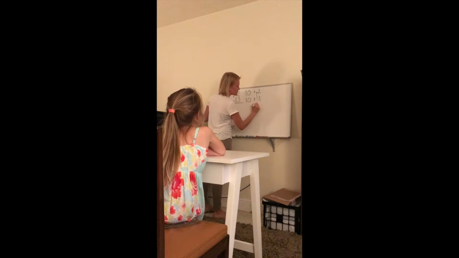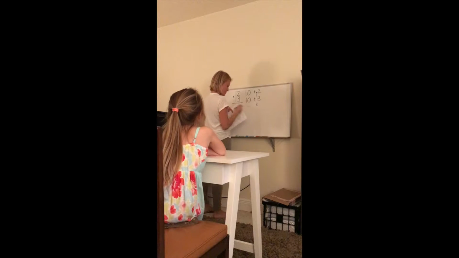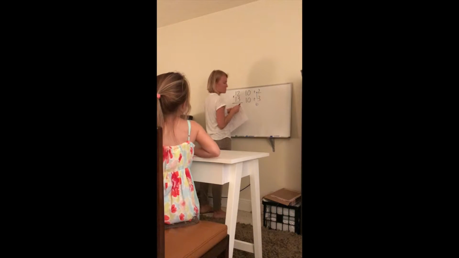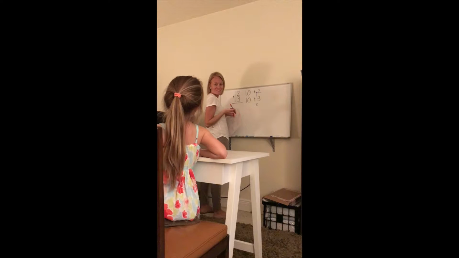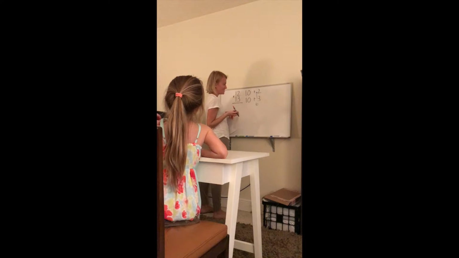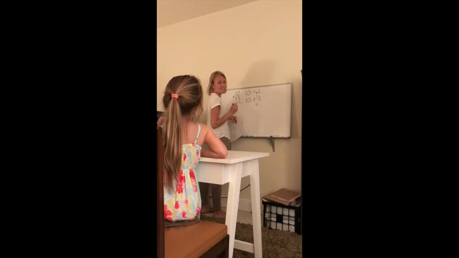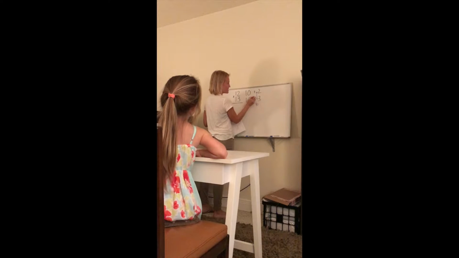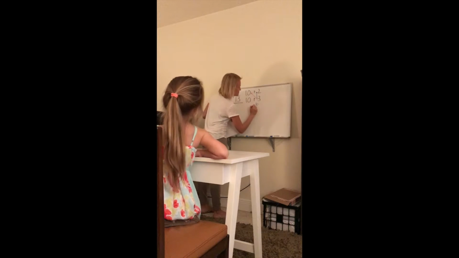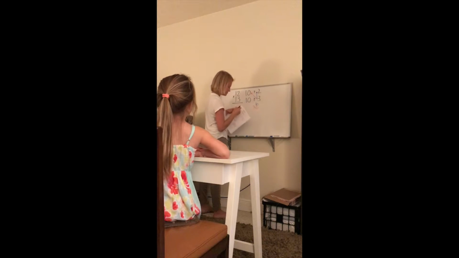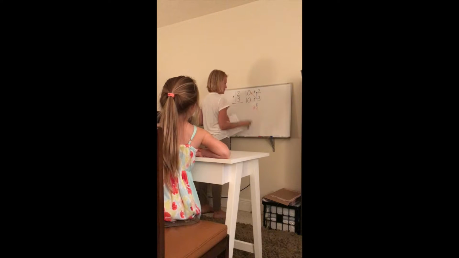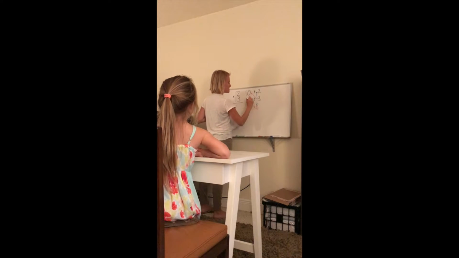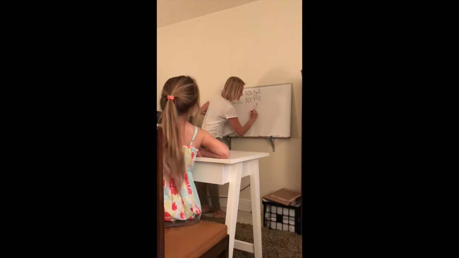3 times 2 is 6. Good job. The 3 times 10 is 30. Make a bow tie again. 10 times 2 is 20.